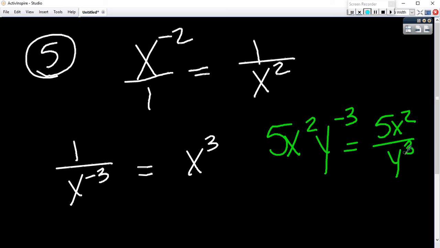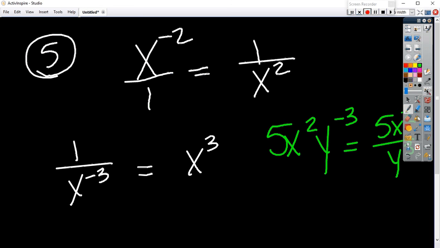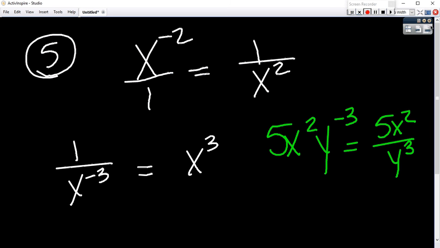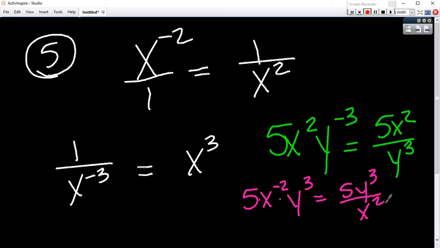What if that negative was hooked to the x? What if it was 5x negative 2 y to the 3rd? What goes to the bottom there? The x squared. Don't move the 5 with it. The 5 is its own piece, okay? So this becomes 5y cubed over x squared. Is this making sense to everybody? Again, I'm kind of flying through it because I'm assuming y'all watched the video yesterday. Yes? Okay. If I need to slow down, let me know.